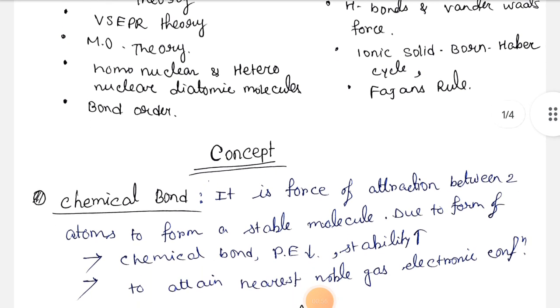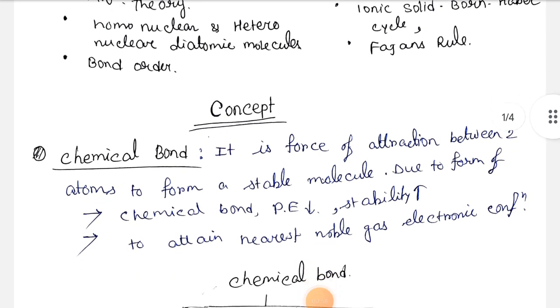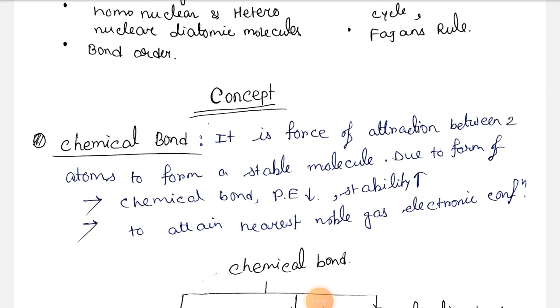So first, chemical bonding. What is chemical bonding? Basically, it is a force of attraction between two atoms to form a stable compound. Why is this stable molecule formed? Because due to the formation of a chemical bond, potential energy decreases, so stability increases, and every molecule has a tendency to attain the nearest noble gas electronic configuration.